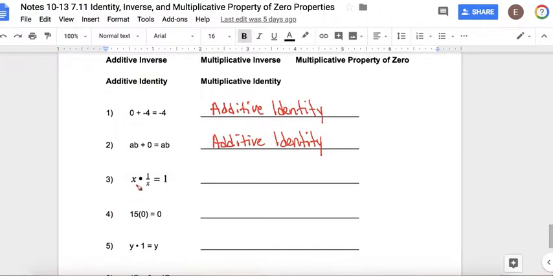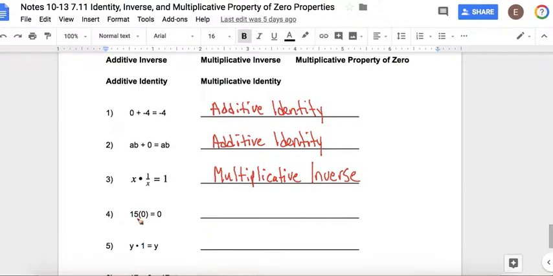Example number 3 says x times 1 over x equals 1. So I multiplied by the flip of x and got an answer of 1. So this is multiplicative inverse. And the reason being, I multiplied the reciprocal of x and got an answer of 1.